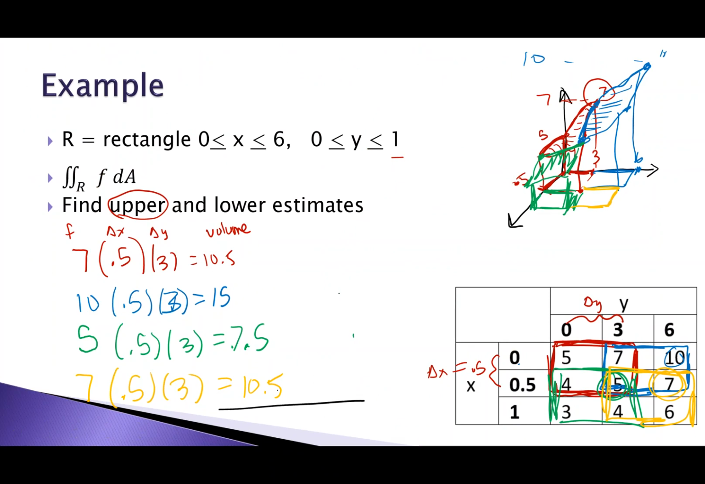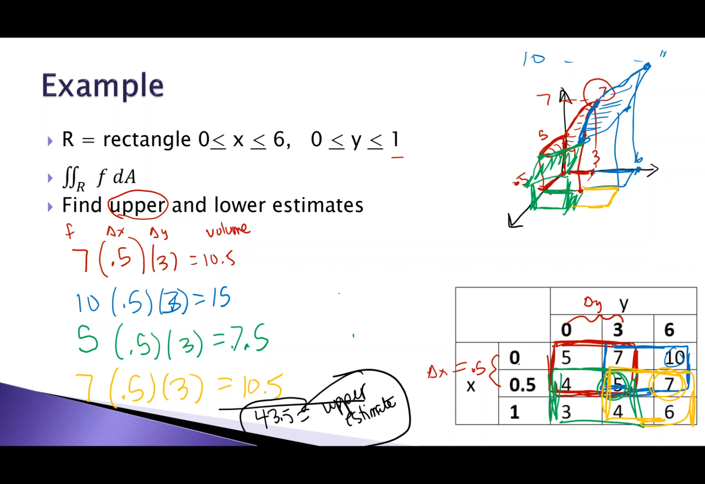So 21, 36, 36 plus 7 is 43, so 43.5. And that's my upper estimate. So we know that the volume is smaller than 43.5.